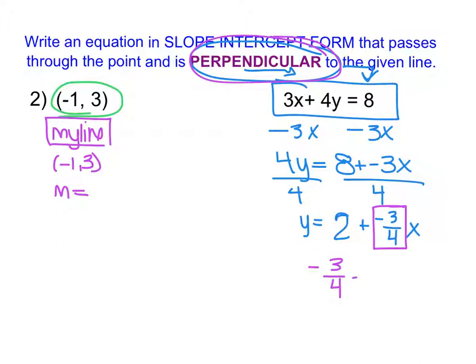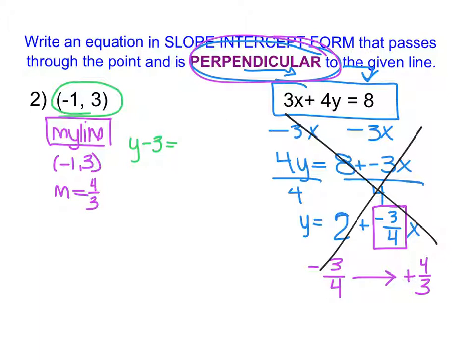So I have negative 3/4. Then I need to find the opposite reciprocal. So opposite signs means that this one will be positive, and reciprocal means flip the fraction. So there we have 4/3 as our slope. So from here, I can now ignore this piece over here because I already have a point and a slope for my line. So I can go and write y minus my y coordinate of 3 is equal to 4/3 times in parentheses x minus my x coordinate of negative 1.